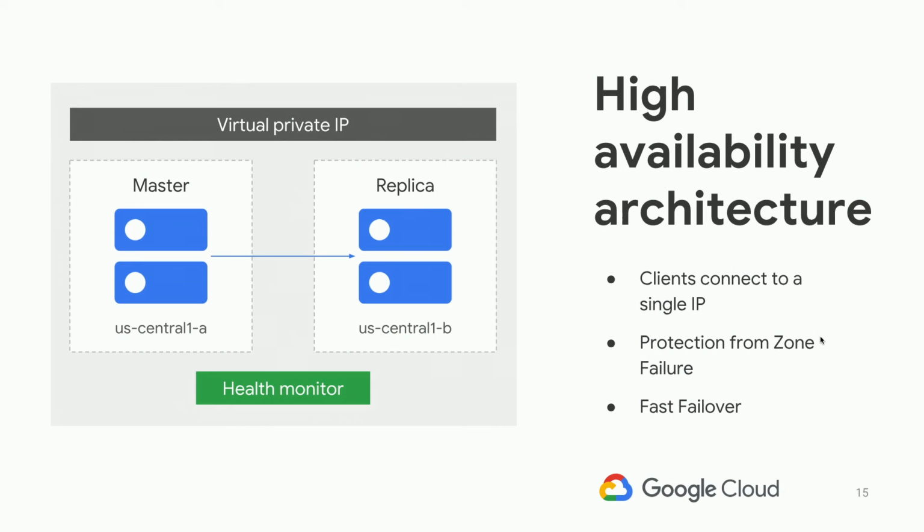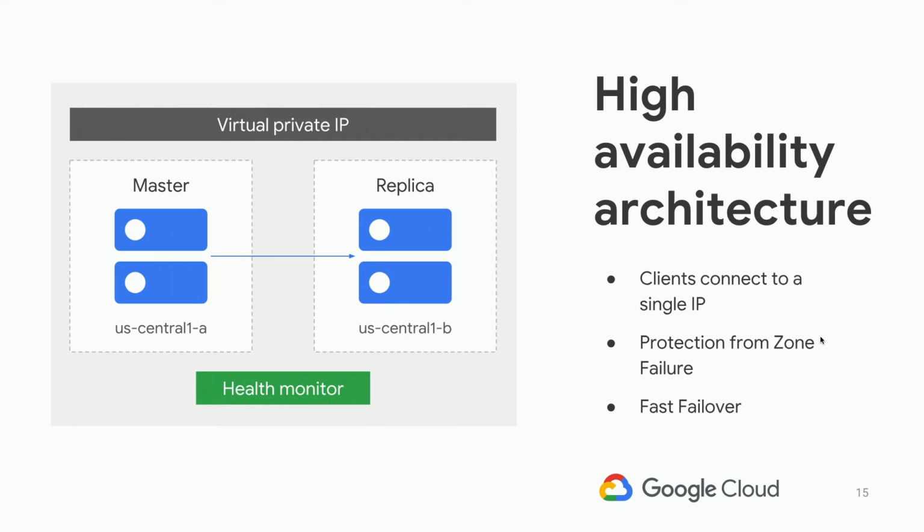Just want to quickly touch upon high availability and what we do there. The key thing I want to point out here about high availability architecture, or when you deploy a standard tier instance, is that you're connecting to a single IP. And we take care of the redirection of the application connections to the right VMs if a failover happens. The other thing is that we provide automatic failovers.